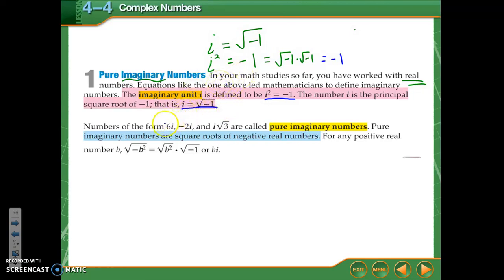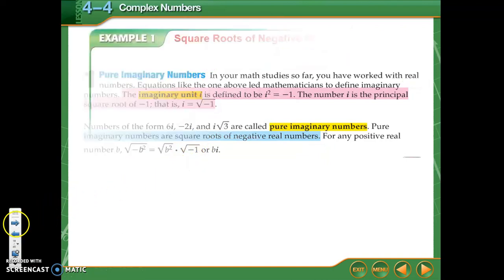So when I have numbers that look like this, 6i, -2i times the square root of 3, those are called pure imaginary numbers. Pure imaginary numbers are square roots of negative real numbers. So this actually means 6 times the square root of -1, right? So for example, if I want to take the square root of a negative, then I just rewrite it as the number times the square root of -1, and I replace the square root of -1 with i.